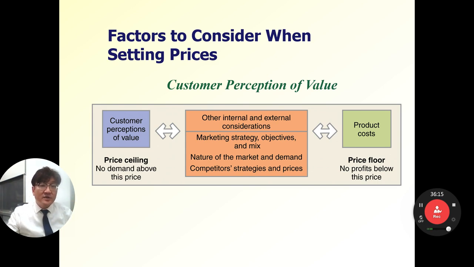The customer would not pay more money than their perceived value. If they believe that the product is worth about $100, and you charge $110, they're not going to pay $110. In that sense, it is the upper limit of the price. We call it the price ceiling, 천정. And what about the price floor? That is the minimum price you can charge, the lower limit of the price.